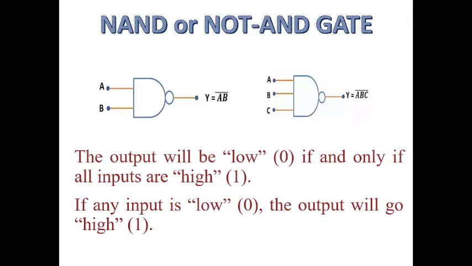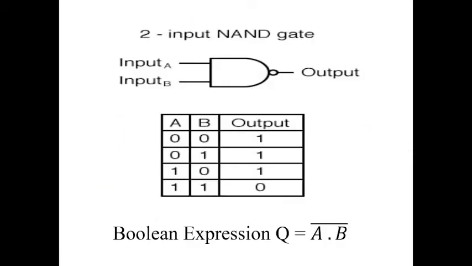or the NOT AND. It's the same thing, the AND gate with a NOT added at the output. The output will be low if and only if all the inputs are high. So for the output of this gate to be low, all the inputs must be high. Otherwise, if any of the inputs is low, the output will be high. So again, it's a direct opposite of the AND gate.